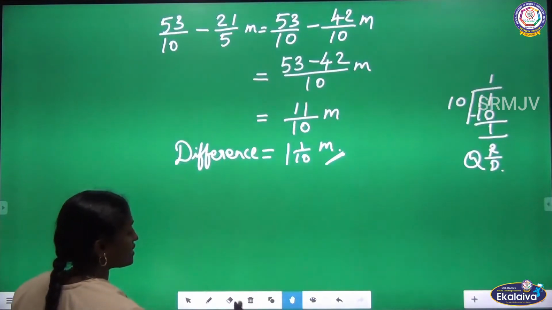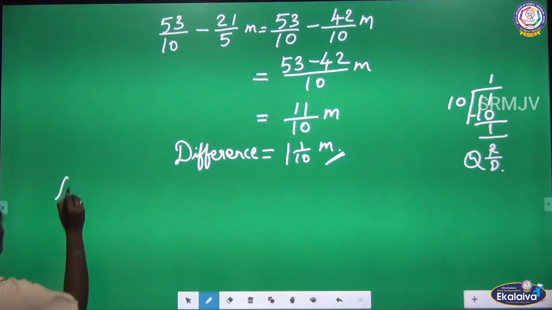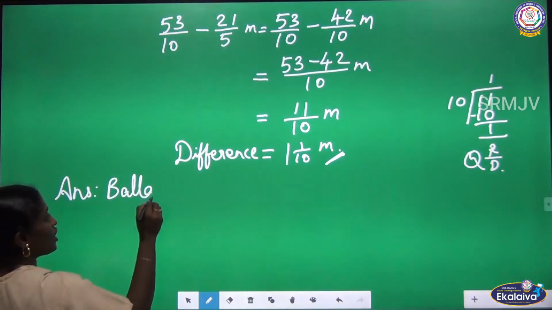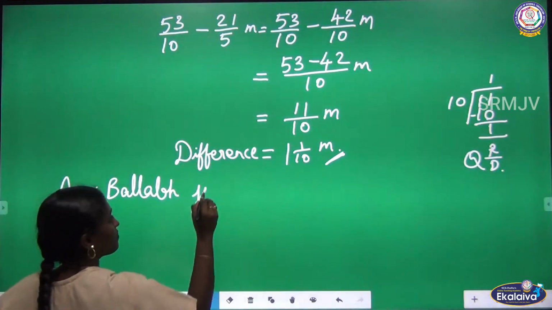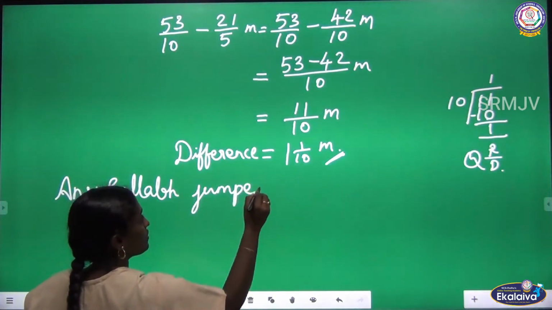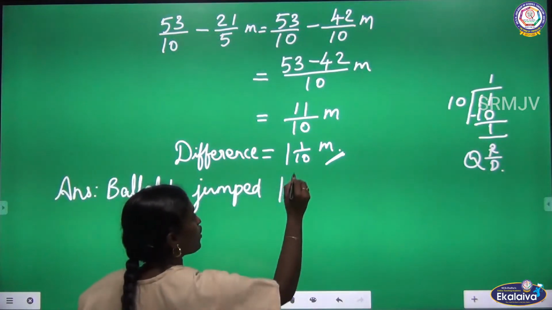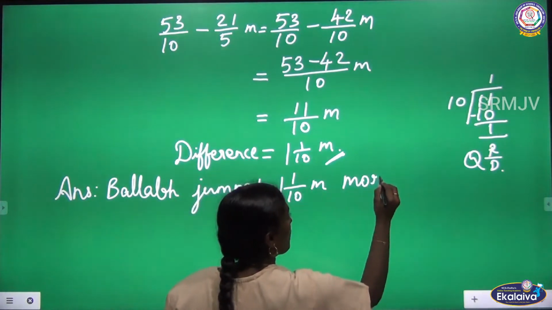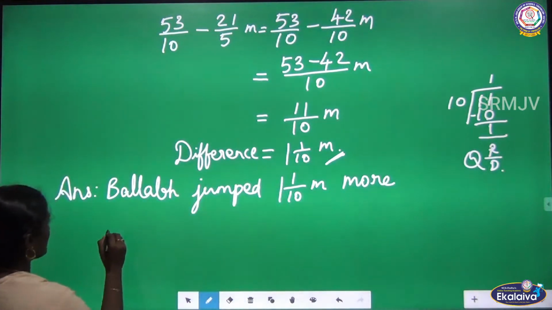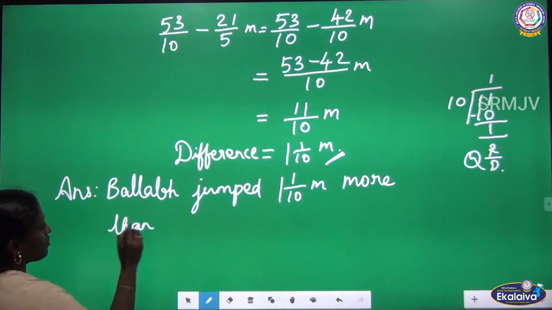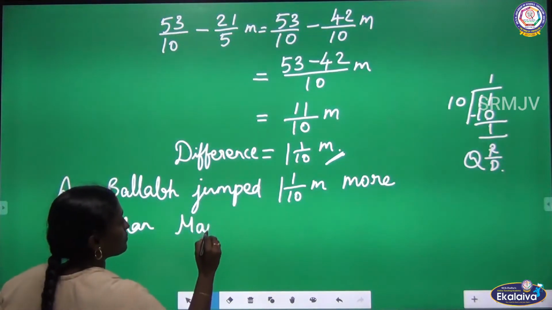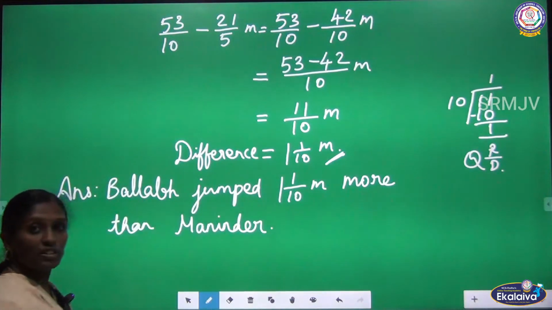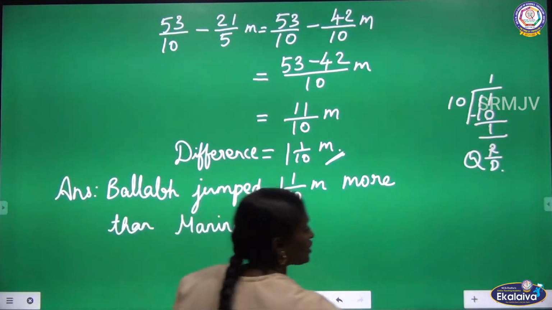Let us write the answer. Ballab jumped 1 by 10 meter more than Maninder. Is it clear, children? The next question.